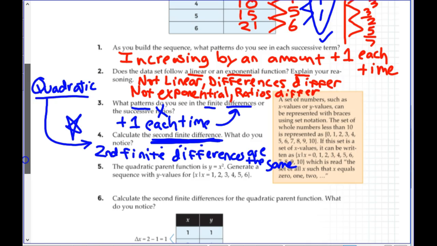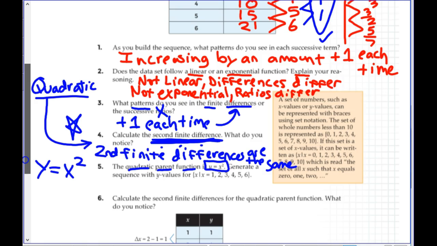And remember, quadratic makes a parabola. It's not exactly a U shape, but it kind of looks like a U shape, right? Now, do you know this? Quadratic parent function is y equals x squared, right? What makes something quadratic is that the x is squared. What makes it quadratic? When x is what? Squared, okay? That's how you can tell.